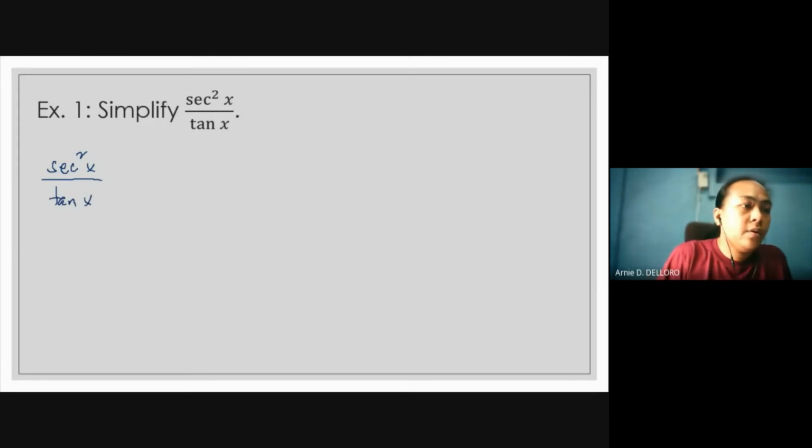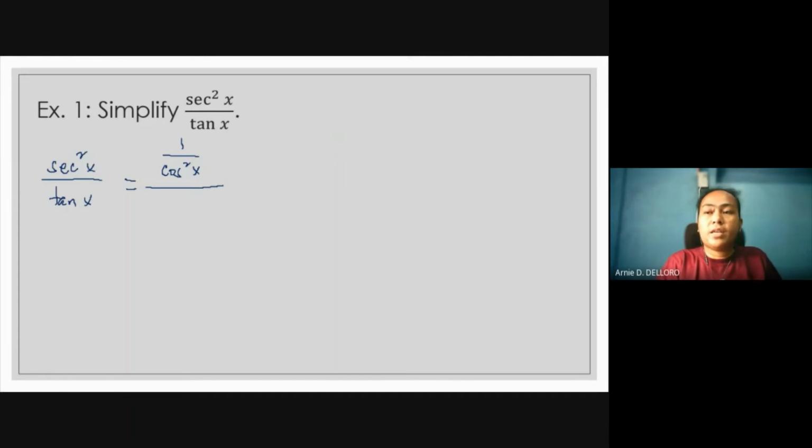Okay? Dito sa secant squared x, we can use here the reciprocal identity. Okay? So we can express secant squared x as 1 over cosine squared x. Okay? Yan yung numerator. For tangent, we know that tangent is one of the quotient identities, and the tangent is equal to sine x over cosine x. So take note, meron tayong fraction sa numerator at meron tayong fraction sa denominator. Okay?